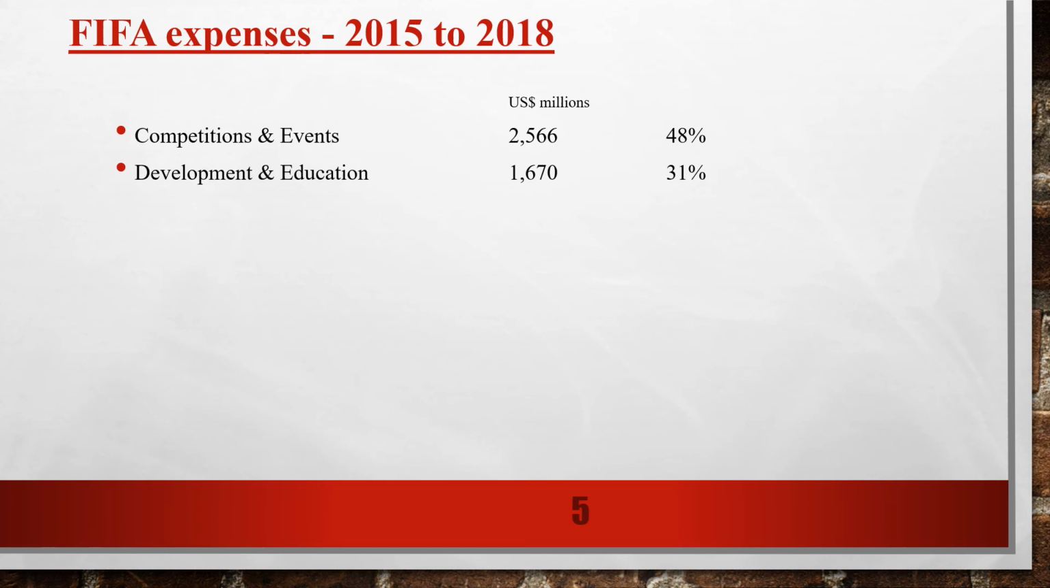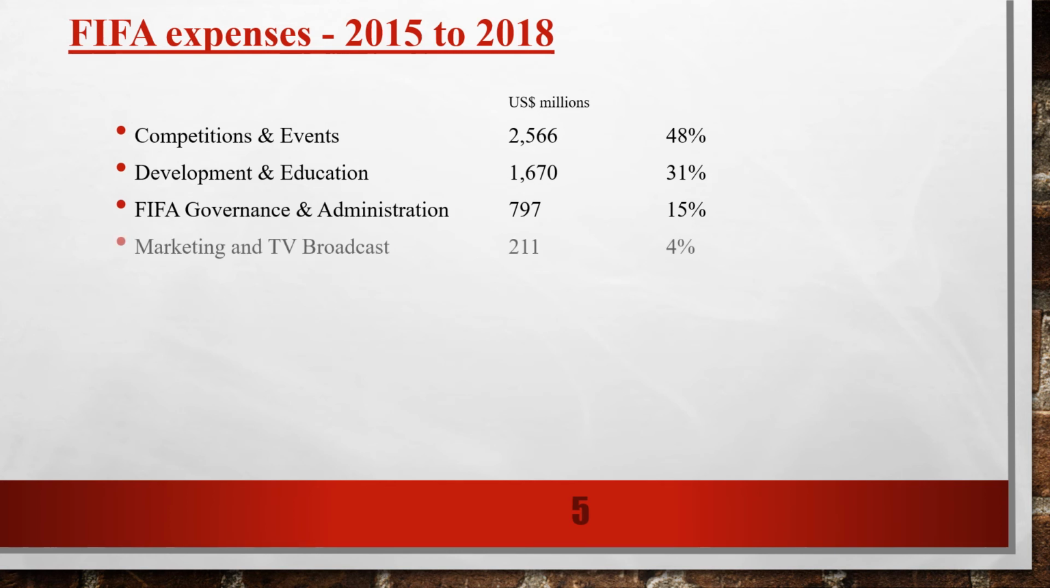It spent $1,670 million on development and education. It spent $797 million on governance and administration. It spent $211 million on marketing and TV broadcast, and $124 million on football governance. So the total expenses of FIFA over that 4-year period were $5.3 billion.